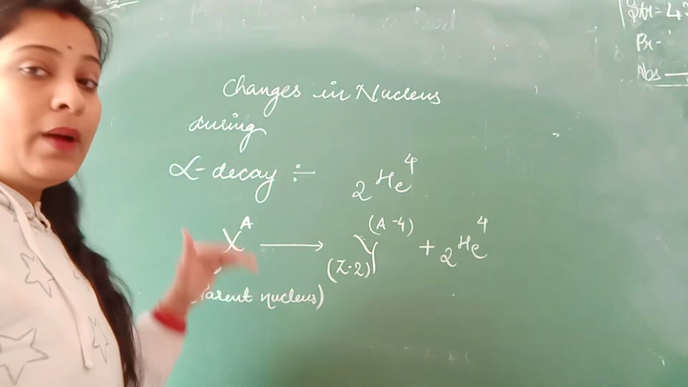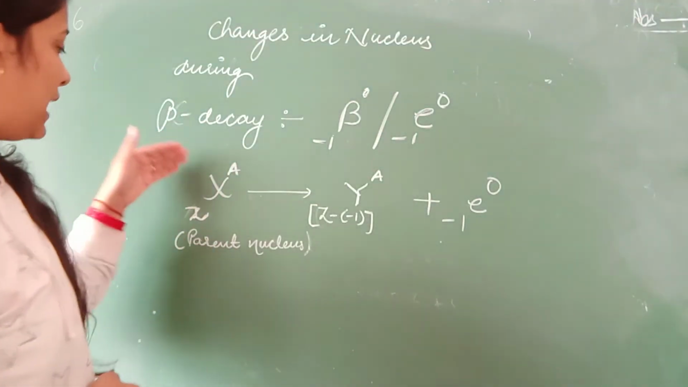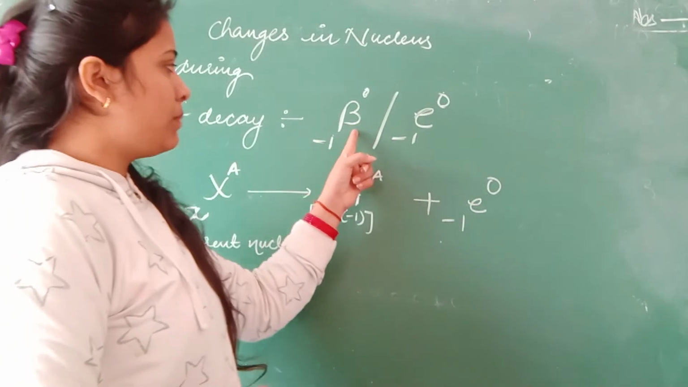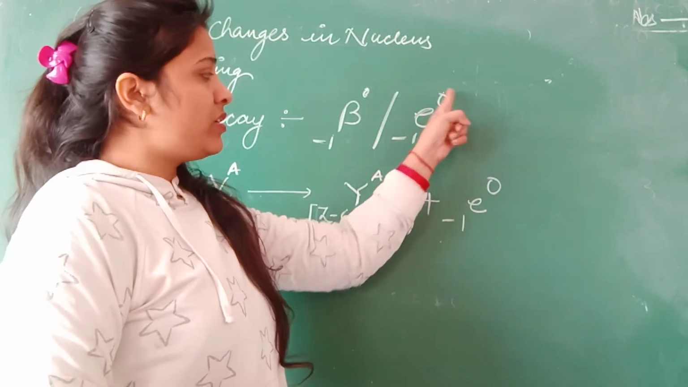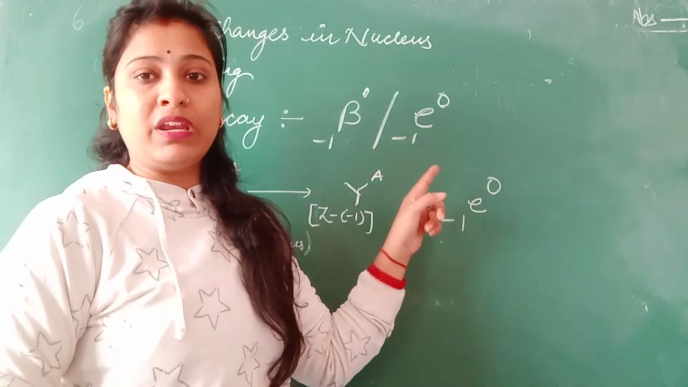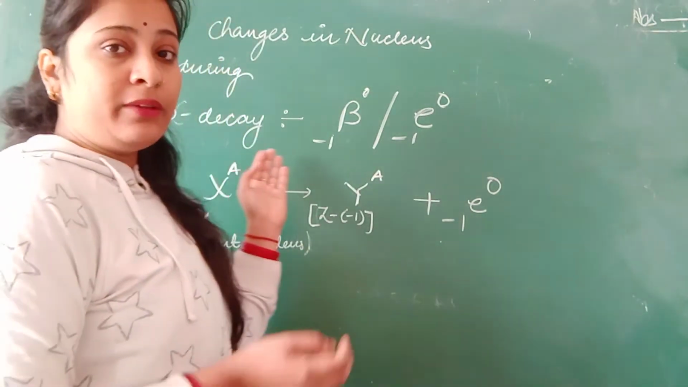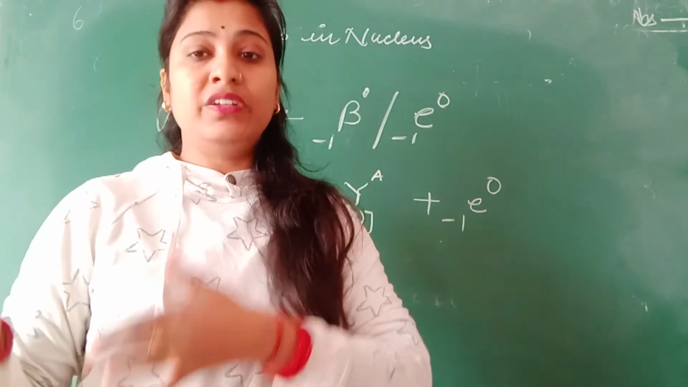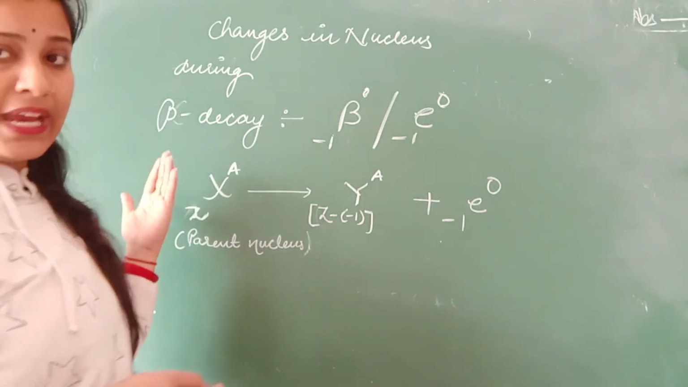Now let us deal with beta decay. We know that beta is generally represented as an electron, e with mass number 0 and atomic number minus 1. Why do we represent it in the form of an electron? Because when Rutherford was studying the emitted radiations, we learned that the beta ray was deflecting towards the positive terminal of the electric field. Therefore we concluded that beta has a negative nature.